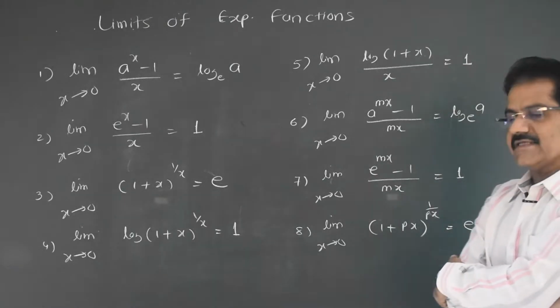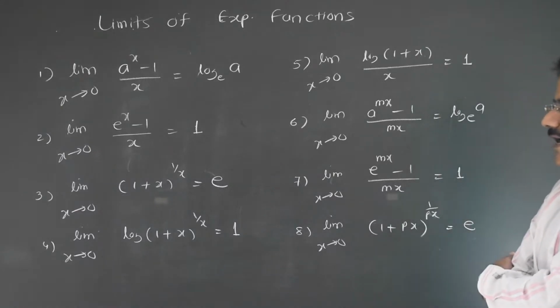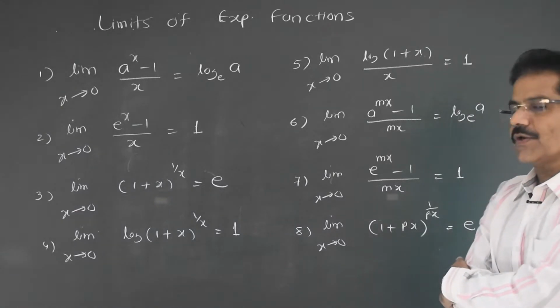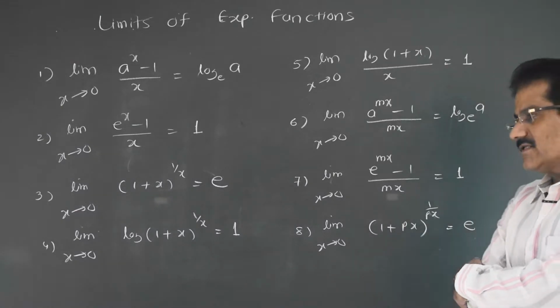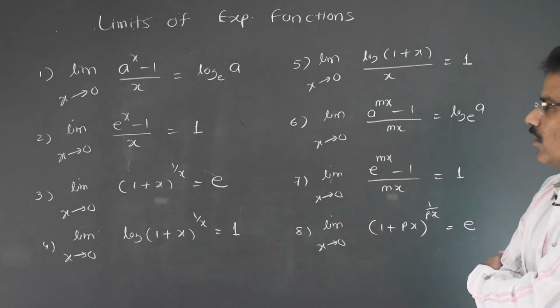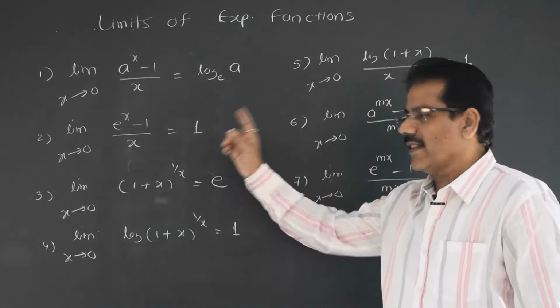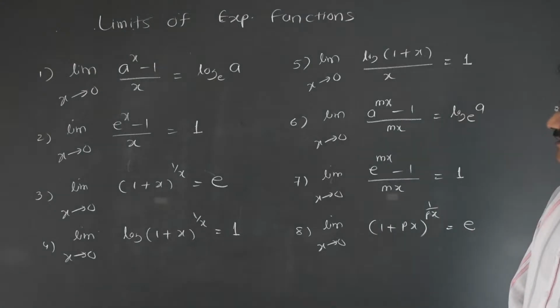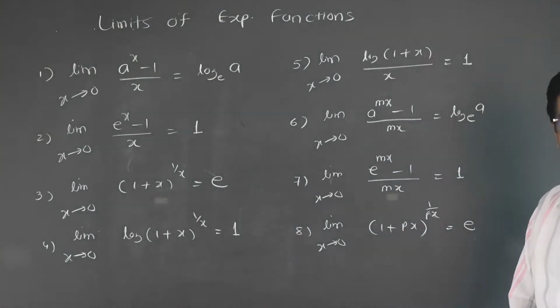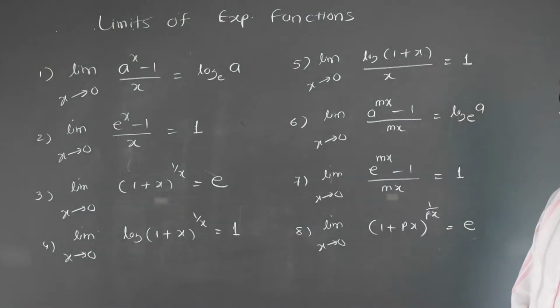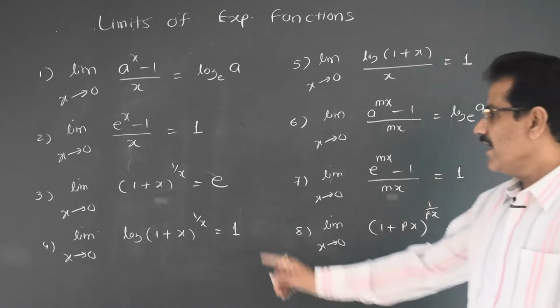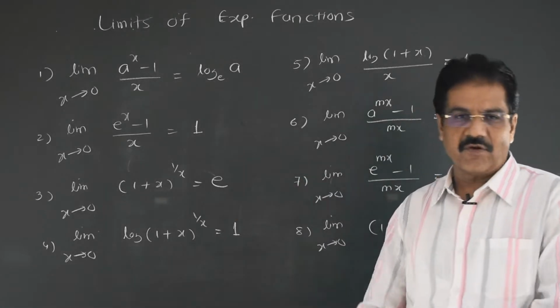Now, if we replace this a by e, we get limit as x tends to 0, (e raised to x minus 1) upon x is equal to log e, and log e is 1. And the third one is limit as x tends to 0, (1 plus x) bracket raised to 1 upon x is equal to e. So these are the three main formulas.